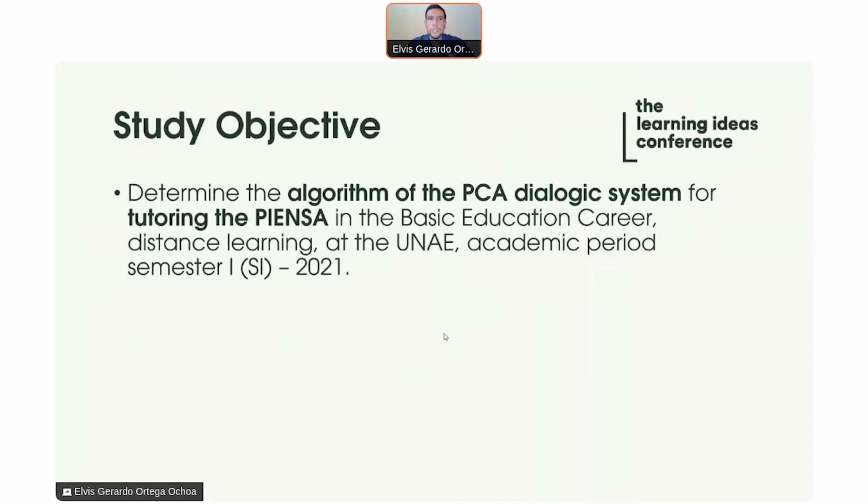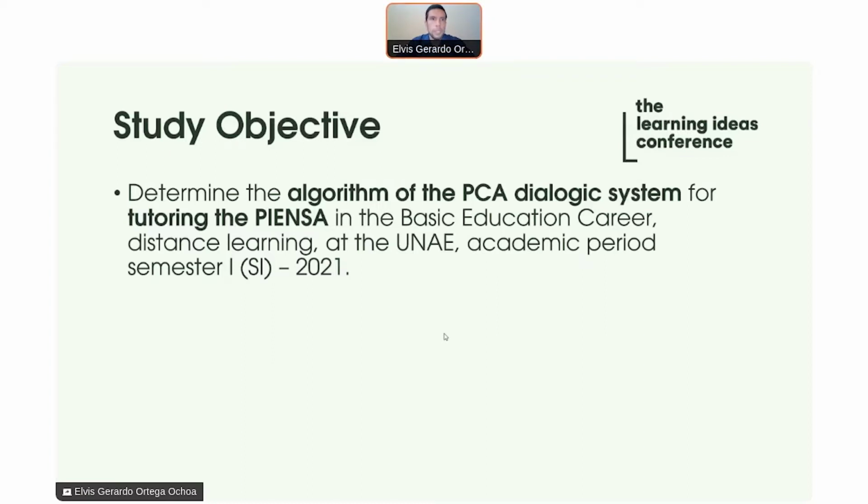The study objective, in this case, the research is initial, saying the objective is to determine the algorithm of the PCA dialogue system for tutoring in the basic education career, distance learning at the UNAE, academic period semester 1, 2021. Considering that purpose, it exposes two realities, objective and subjective, established by the interpretation of each student.